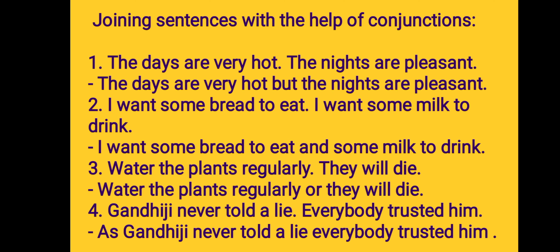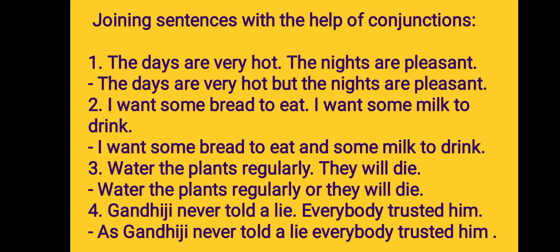So first, the days are very hot, the nights are pleasant. Now you have to see the sentences. Do they have similar ideas or opposite ideas? Okay, first of all you have to think this. So we are getting that they are opposite ideas. Now you have to think that when there are opposite ideas, then which conjunctions can we use? We can use but, although, or though. Okay, so here we have used but. The days are very hot, but the nights are pleasant.